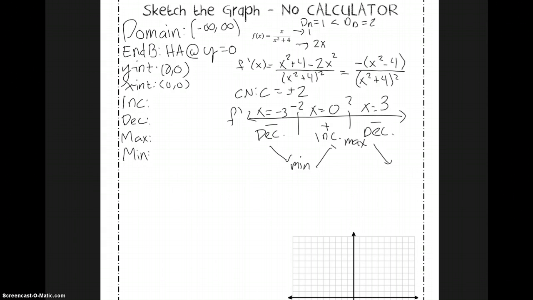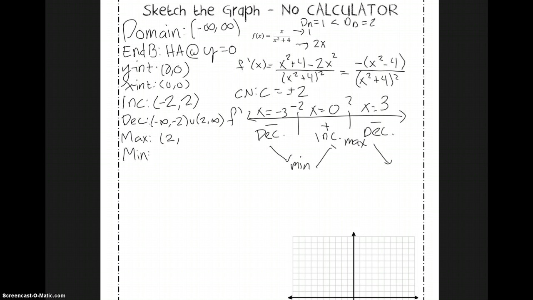So intervals where we are increasing just between negative 2 and positive 2. Decreasing from negative infinity to negative 2. And from 2 to infinity. We have one maximum at 2.